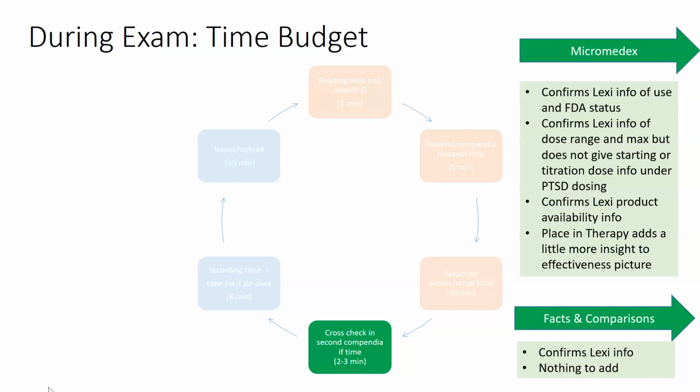If, however, I had started with Micromedex or was using Micromedex as my second cross-check, as we'll see in a moment when I pop in there with you, you will see that it does confirm the use and FDA status of venlafaxine for PTSD. It confirms part of the dosing information but isn't as detailed, and it does confirm the product availability information as far as dosage forms. There's maybe one small additional piece of information that Micromedex had that the other resources did not.